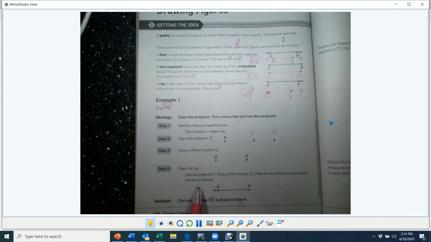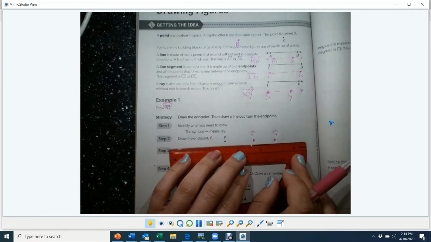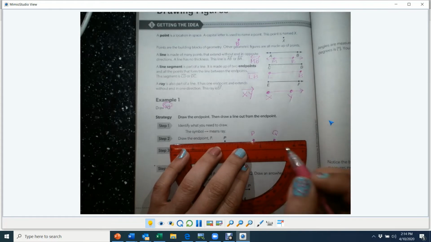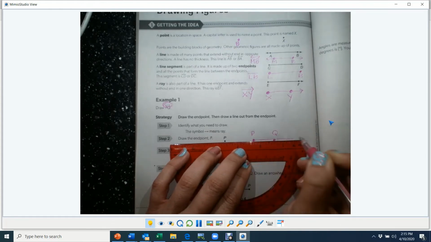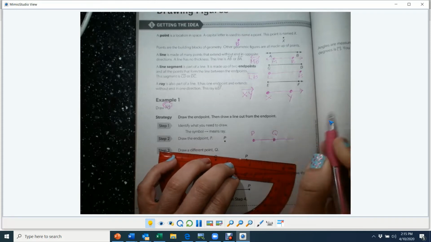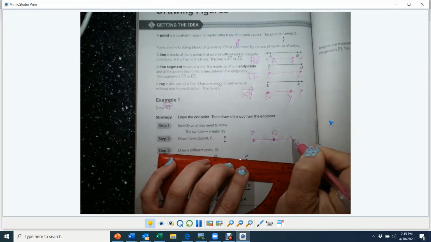then it says draw the ray. Start at endpoint P and draw a line through Q. And then because it's a ray, we're going to have to do an arrowhead. So I'm going to use this protractor to do mine. If you don't have a straight edge you can use, you can just do it to the best of your ability.